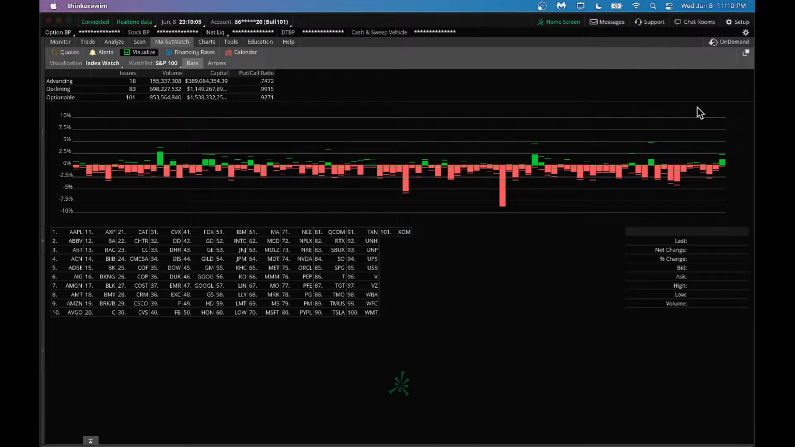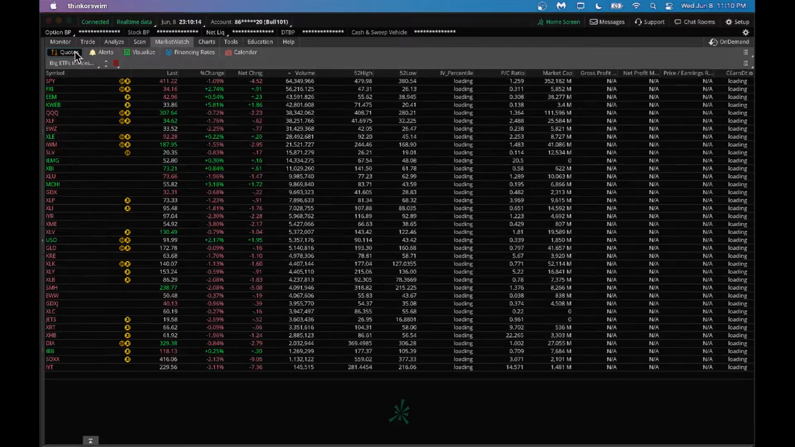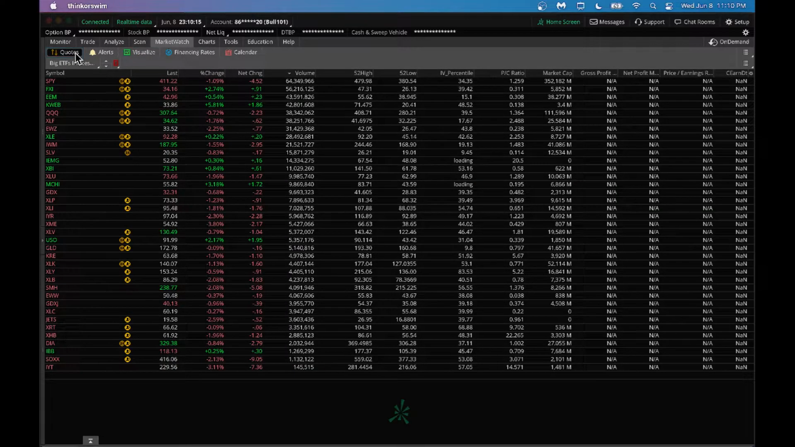So next what we'll do is I love to look at the stocks and look at the volatility and basically sell some put options taking advantage of volatility. So starting with the big ETFs, I love looking at the big ETF here. So I got here big ETF.